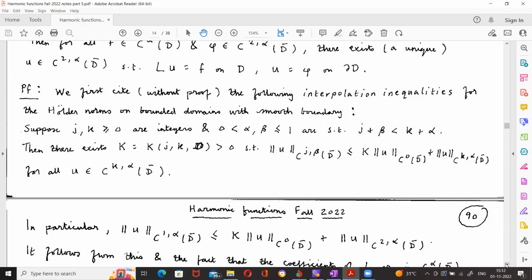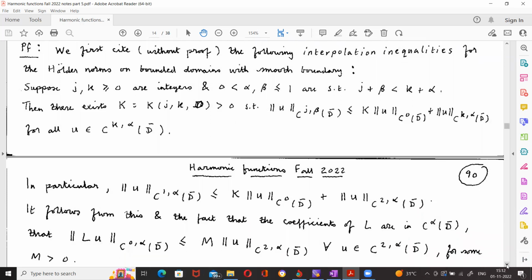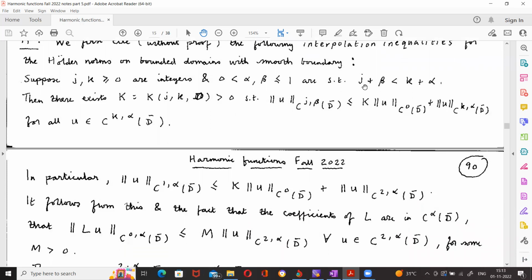But I'm making a remark, like I said earlier, this is only true for domains with smooth boundary. So the smoothness of the boundary is still important. Now, if we apply the interpolation inequality, where J is 1 and K is 2, and beta is equal to alpha, then we get that the C1 alpha norm of any function u is less than or equal to K times the C0 norm plus the C2 alpha norm of u.